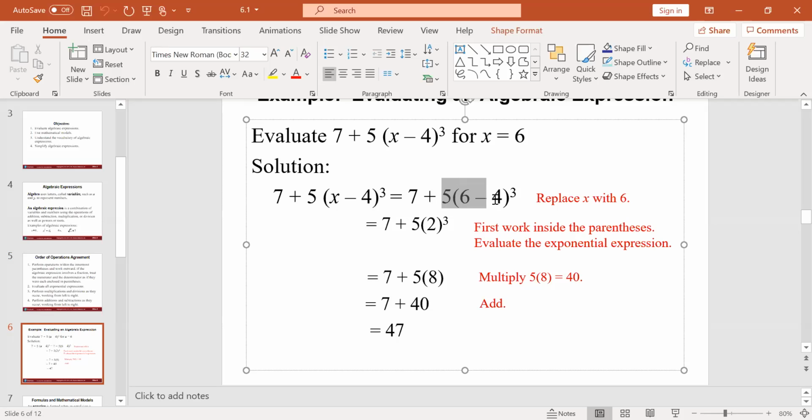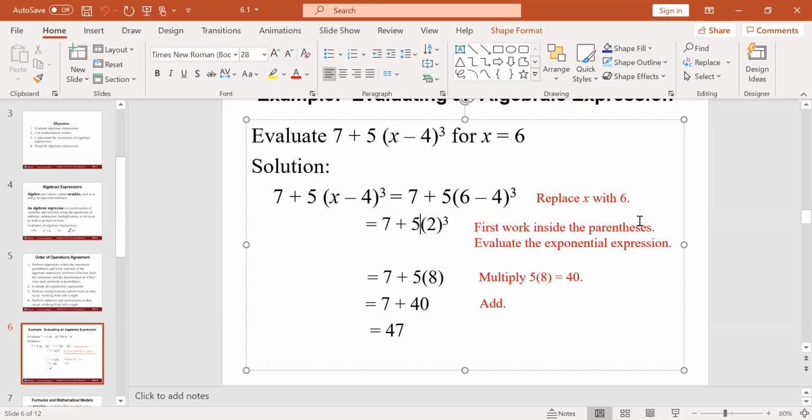We do what's inside parentheses first. Now, normally we wouldn't do 6 minus 4 because that's at the tail end of it, but since it's in parentheses, it gets first dibs. So we do 6 minus 4, which will give you 2. Now, everything else is still around it in its original place. 7 plus 5 times 2 to the third power.